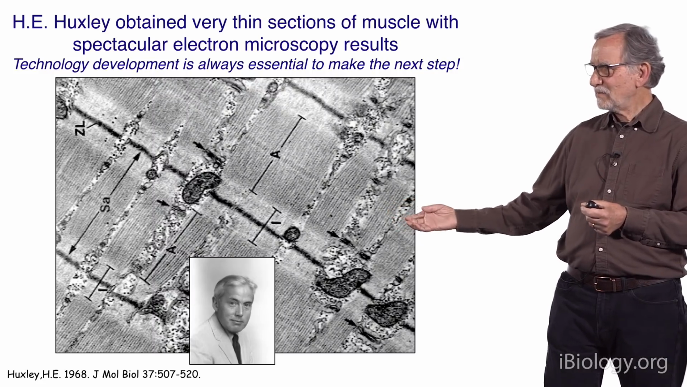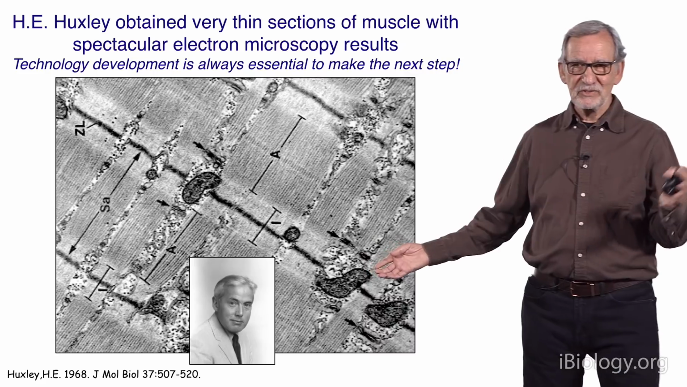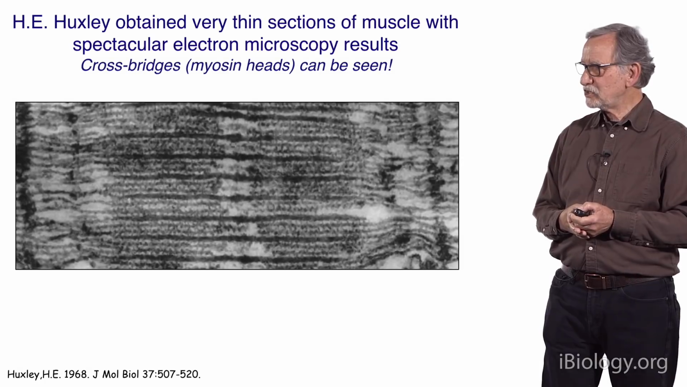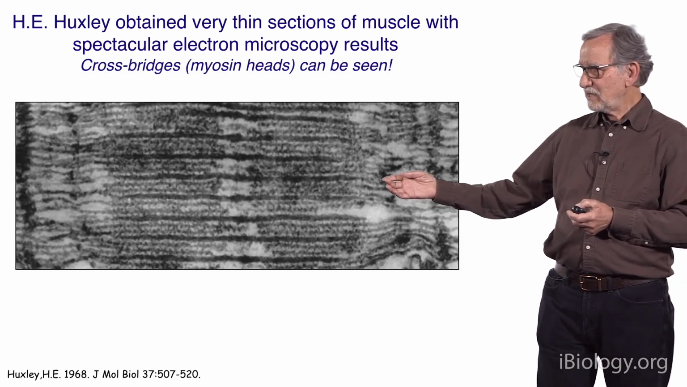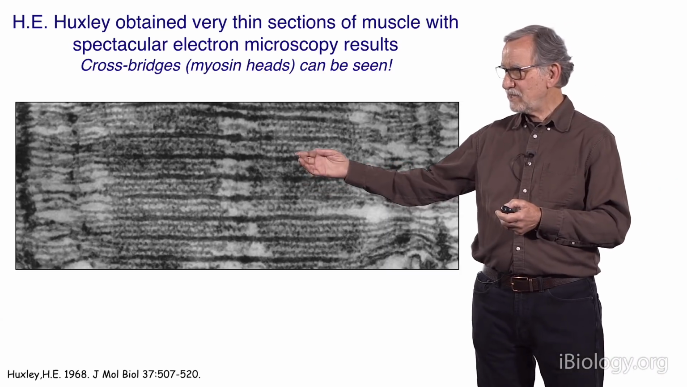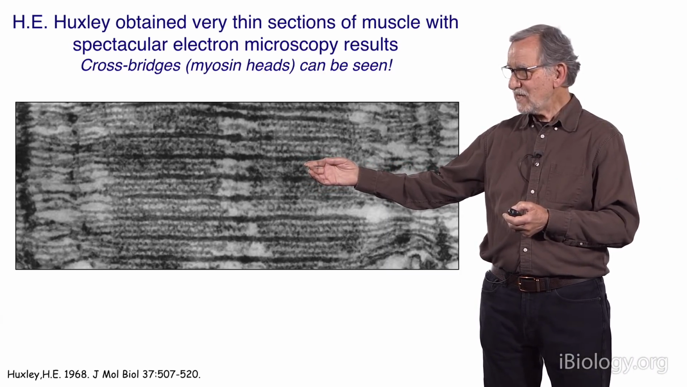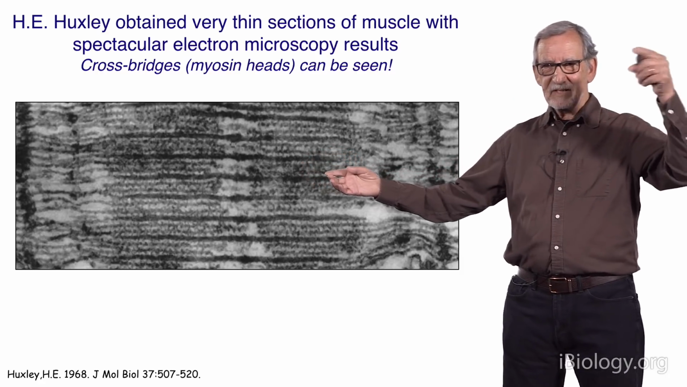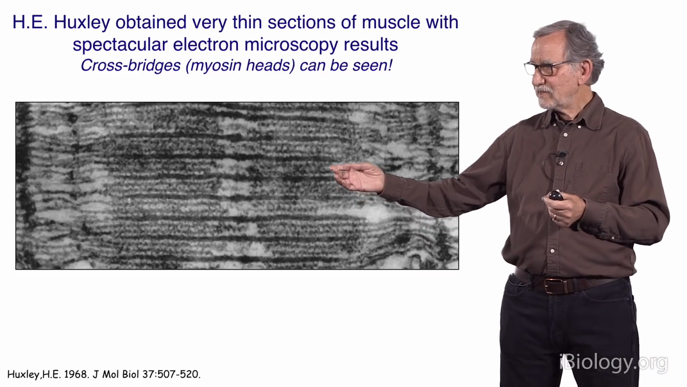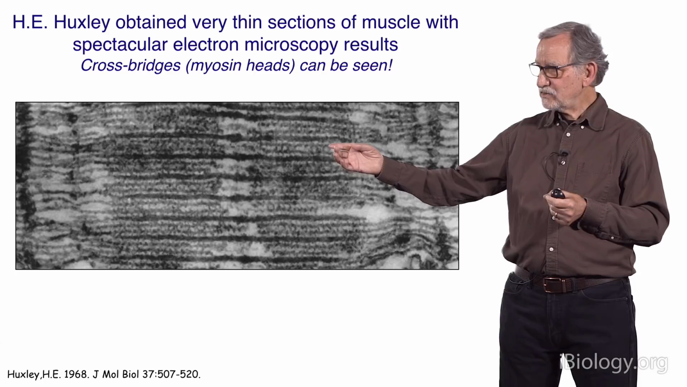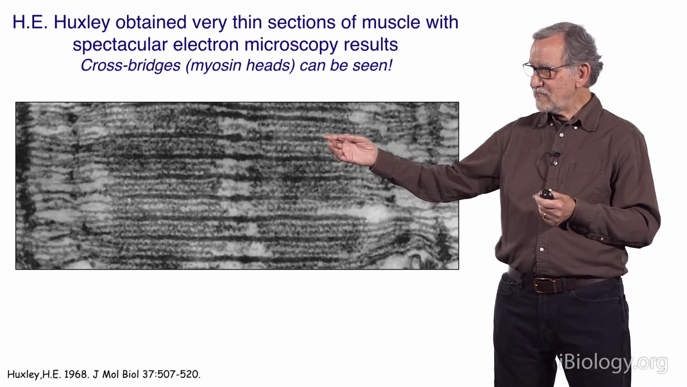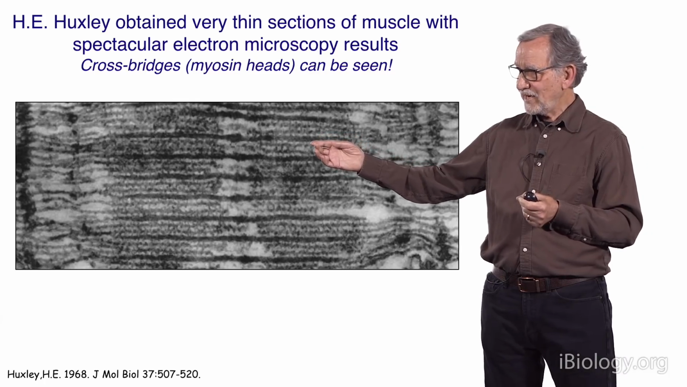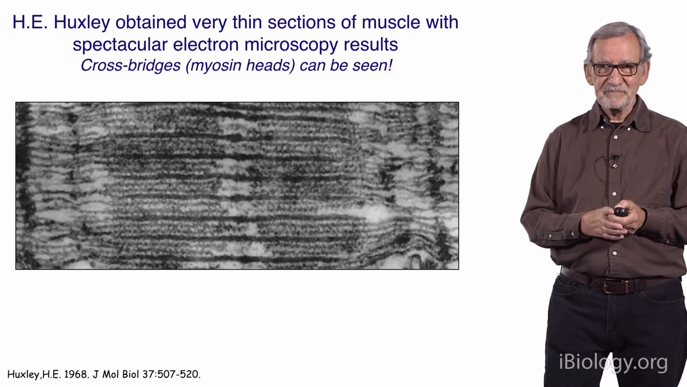And of course, most of you have seen such images, even in your high school textbooks, because they're so beautiful and so remarkable. And he was able to show in very, very thin sections that in the overlap region between the thick and the thin filaments, there are little cross bridges, which turn out to be the heads of the myosin molecule that we're going to talk about later. And those myosin molecule heads are seen here reaching across from the myosin-containing thick filament, binding to actin in the thin filament. Okay?